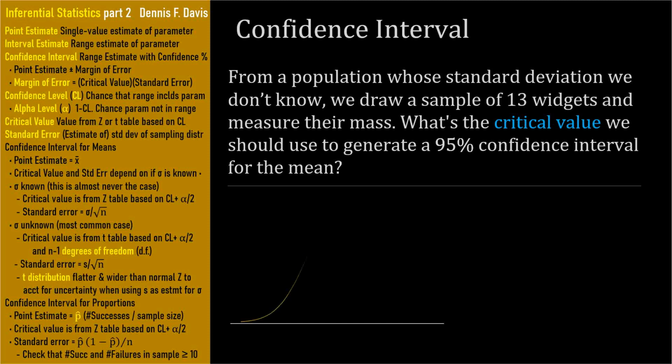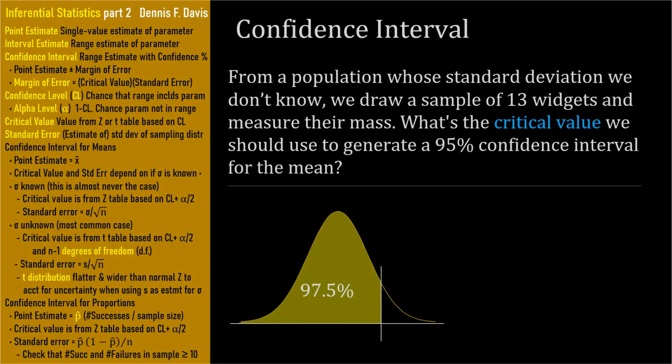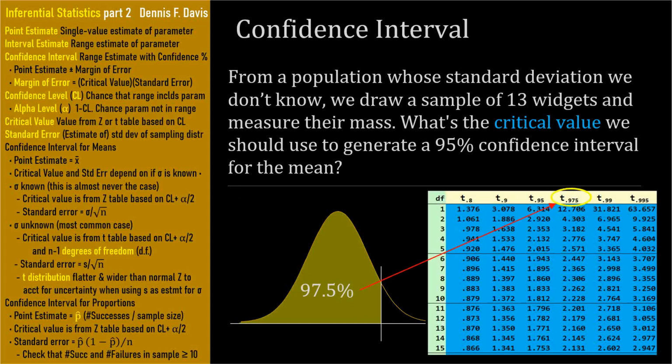Draw a bell shape, put the confidence level in the middle, add the left alpha over 2 tail, and we get 97.5%, or 0.975. We'll use the t-table and find this probability in the top margin. We'll find our critical t-value in this column. To figure out which row to use, we need the degrees of freedom, which is sample size n minus 1. 13 minus 1 is 12, so reading across the 12 row, we get a critical t-value of 2.179.